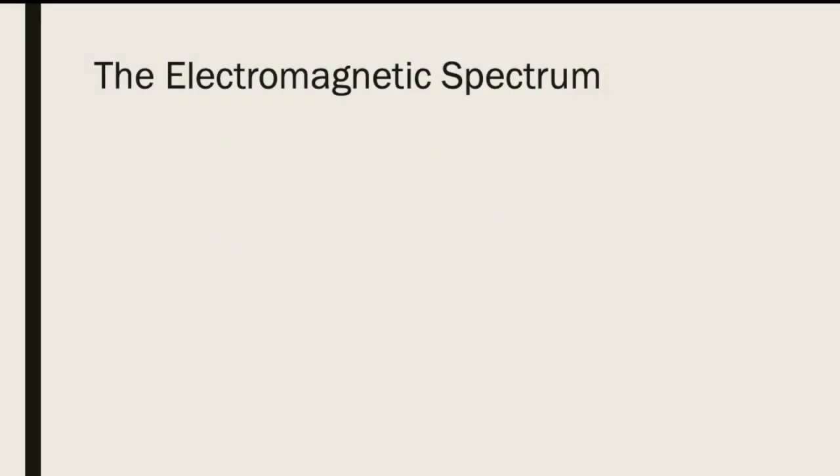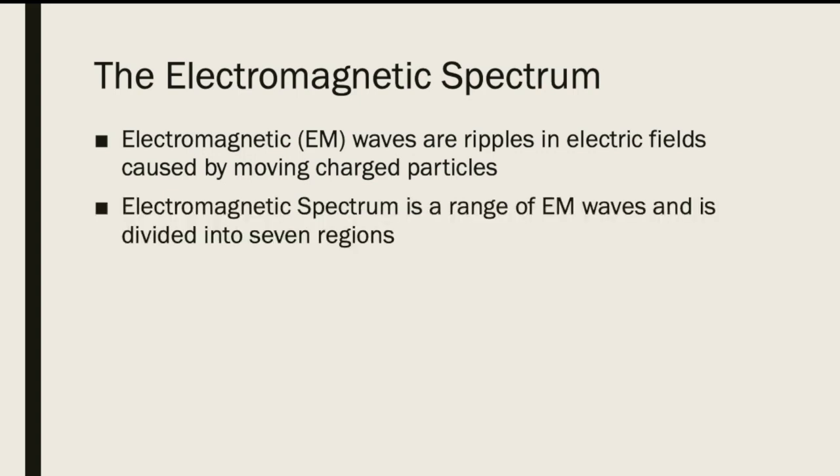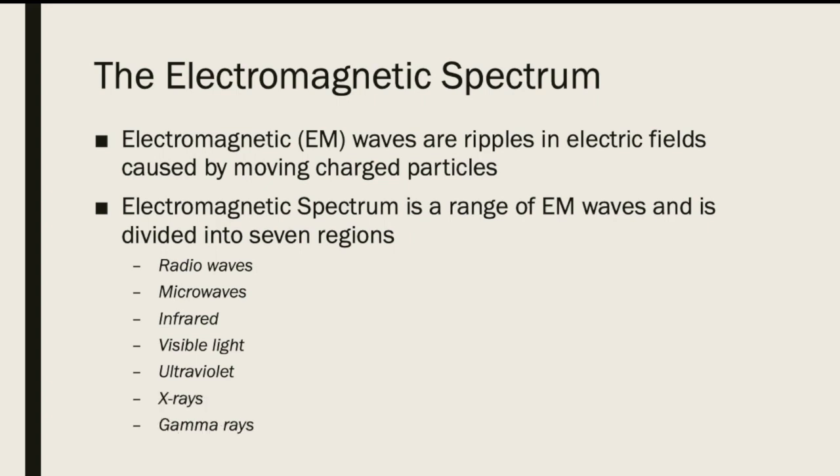Now let's talk about the electromagnetic spectrum. But to talk about the electromagnetic spectrum, we also have to talk about electromagnetic or EM waves. An electromagnetic wave is a ripple in an electric or a magnetic field that's simply caused by a charged particle that's moving. And when you take a huge range of these waves and you arrange them, you get the electromagnetic spectrum. The electromagnetic spectrum is usually arranged in increasing frequency, and it's divided into 7 regions, which are radio waves, microwaves, infrared light, visible light, ultraviolet, X-rays, and gamma rays.